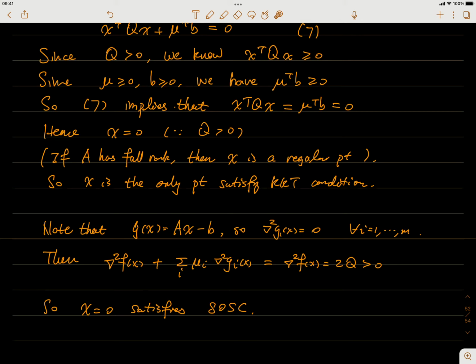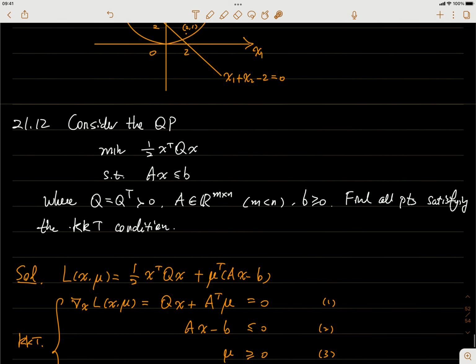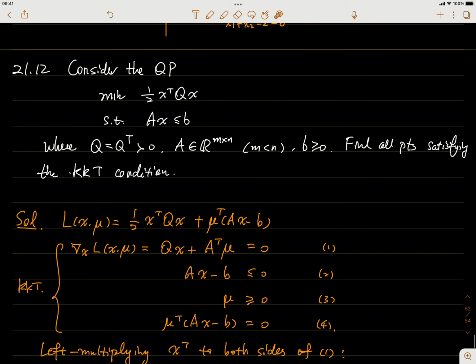So we don't even need to worry about the tangent space thing, because for this matrix, for any non-zero vector, multiplying by it on both sides of Q gives you a positive number. So it does satisfy the second order sufficient condition. So x equal to 0 is the only point that satisfies the KKT condition.